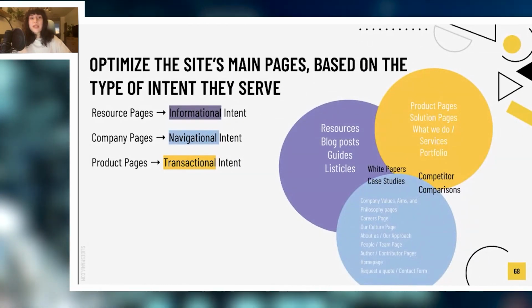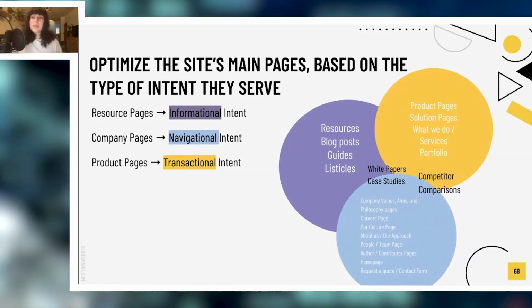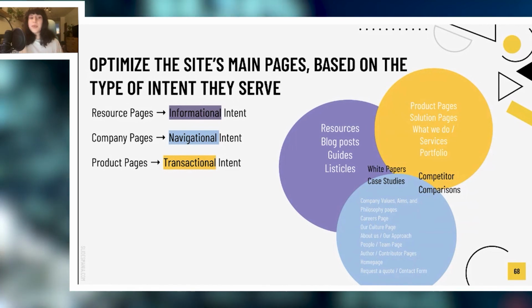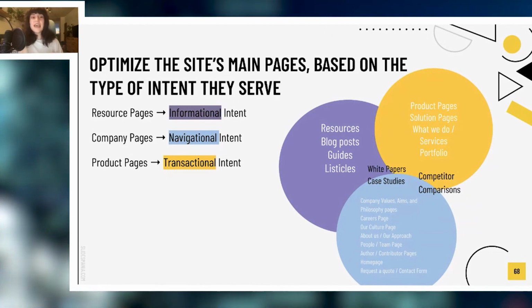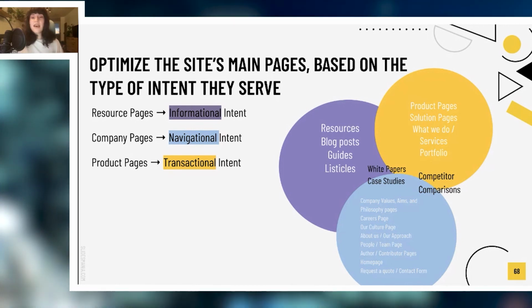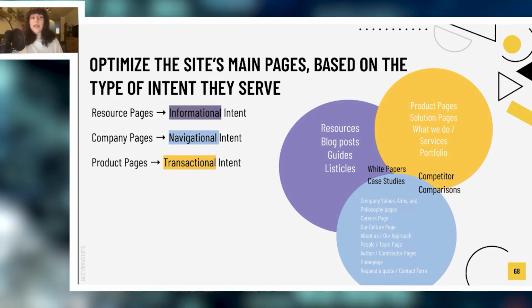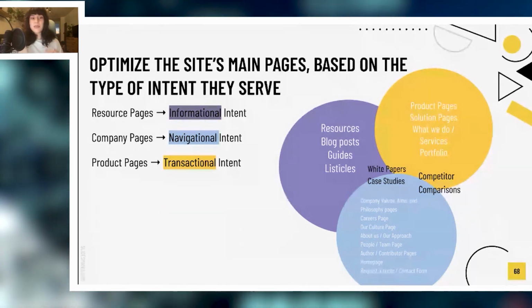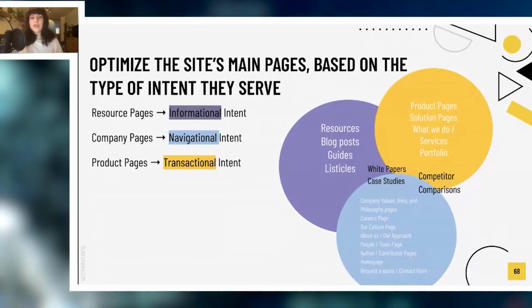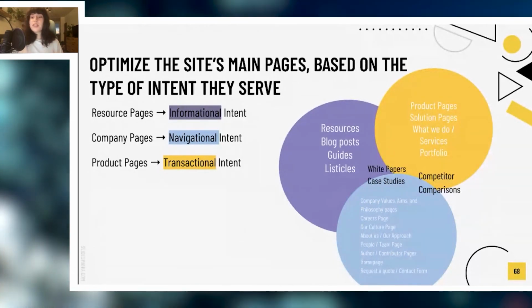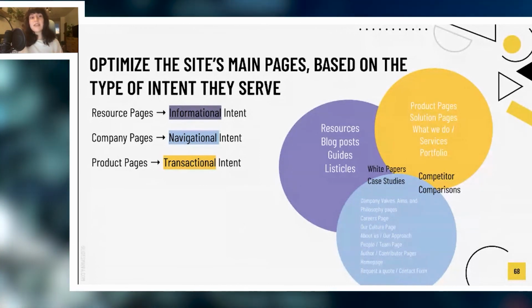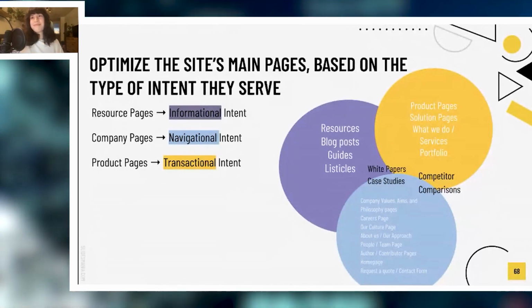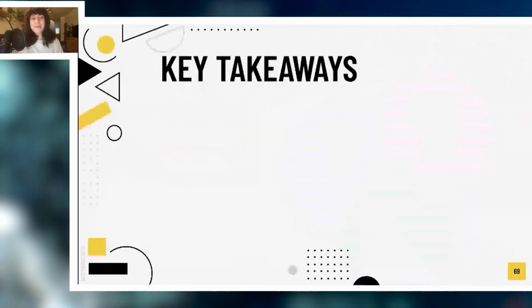And it's important to know that you need to optimize the site's main pages based on the type of intent they serve. So you have resource pages serving informational intent, company pages are obviously for navigational intent, and product pages are transactional intent. And you can see different examples on the screen of what I mean by these three categories. But it's important to also include pages that specifically target things like commercial intent, which are white papers, case studies, and competitor comparisons, because these are, again, high intent pages that can help complete the transactions on the website.